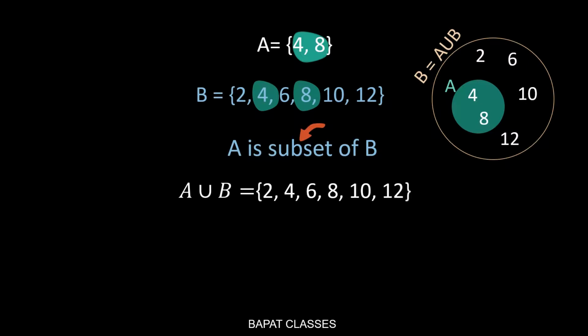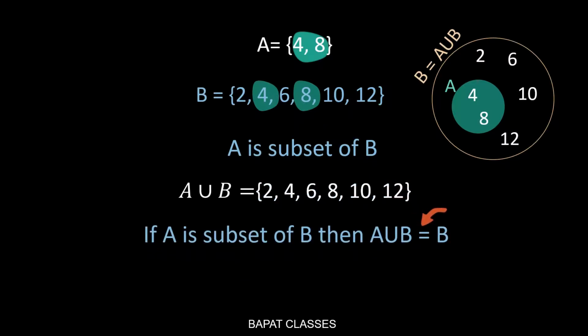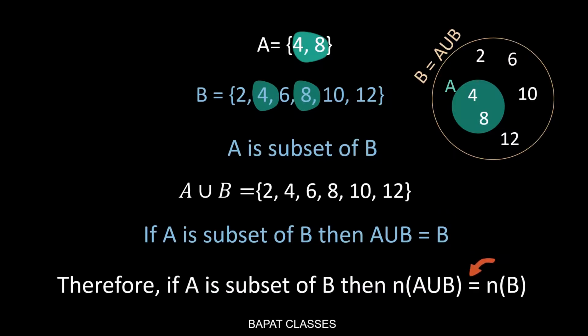Now compare set B and A union B. Both the sets are equal because they have same elements. So, remember this property. If A is subset of B, then A union B is equal to B. Also remember that if A is subset of B, then cardinality of A union B is equal to cardinality of B.